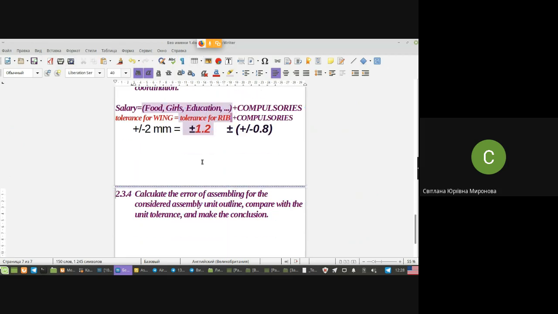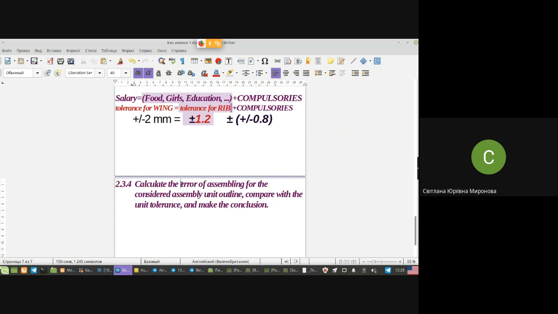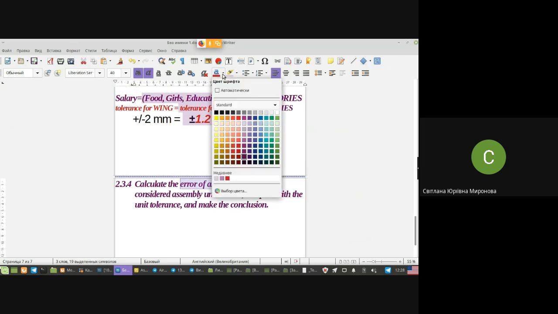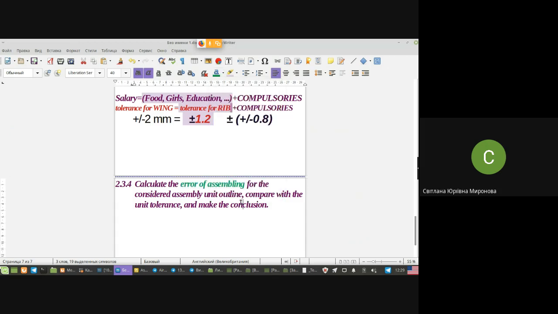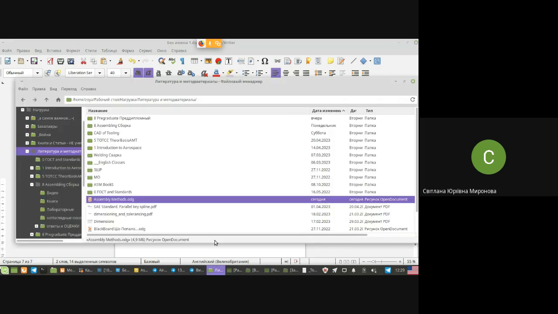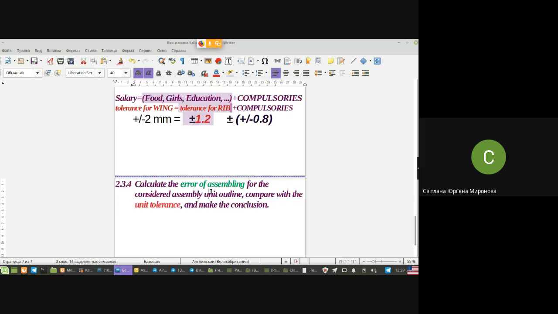That's great. We are going to calculate the error of assembling. Let's designate it later with another color. Error of assembling for the considered assembly unit, and compare it with the unit tolerance. So the technique of calculation will be very similar, but we have two different values. One value is the limit for our possible mistakes, let it be the unit tolerance, and another value, the error of assembling, is our prediction, our forecast for the results of our manufacturing.